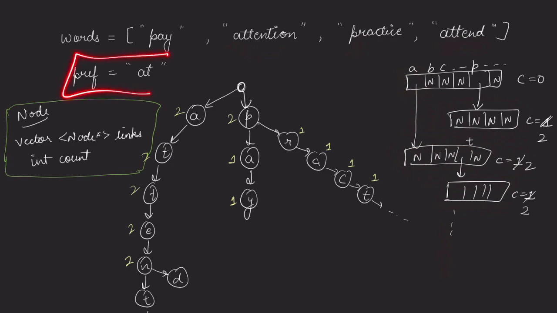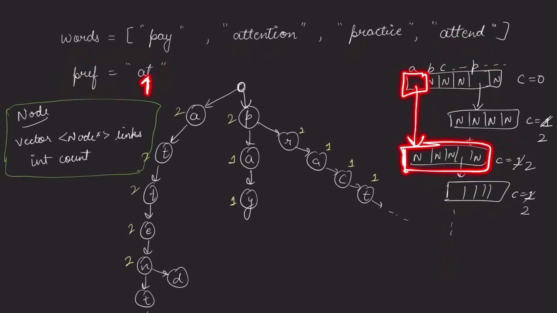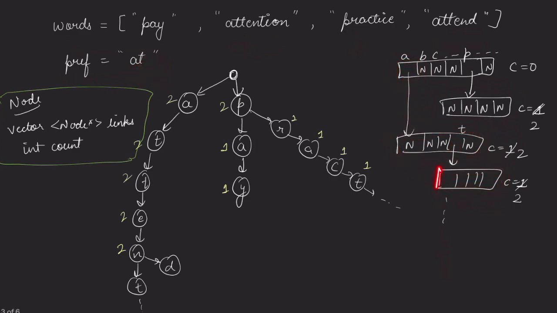And then when you want to check for the prefix, you can simply come here: from the root node I need to check the link to a. Is it there? Yes, it is there. So then from this vector I need to check, do I have a reference to t? Yes, I have. And now I'm done with my prefix. So corresponding to it, whatever is the count, which is 2, that is my answer.